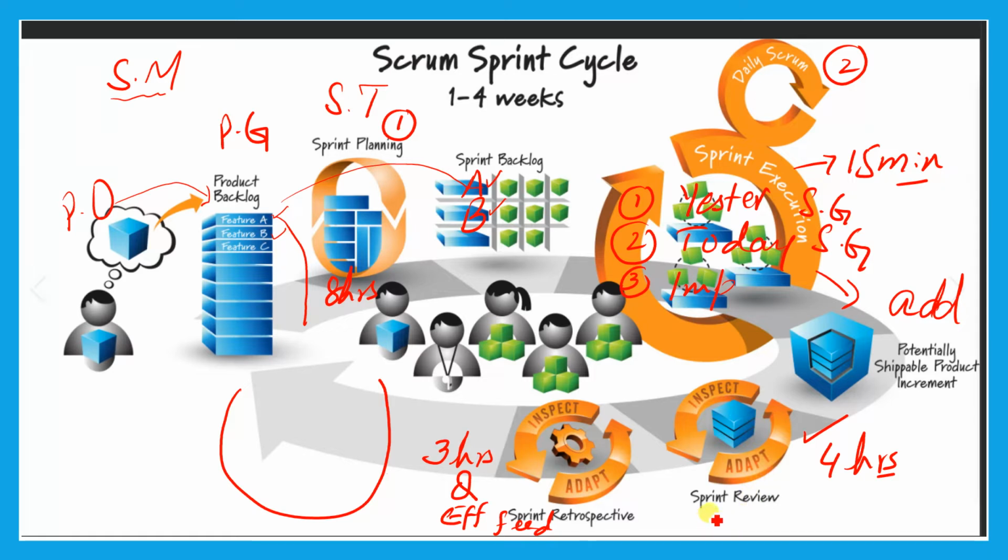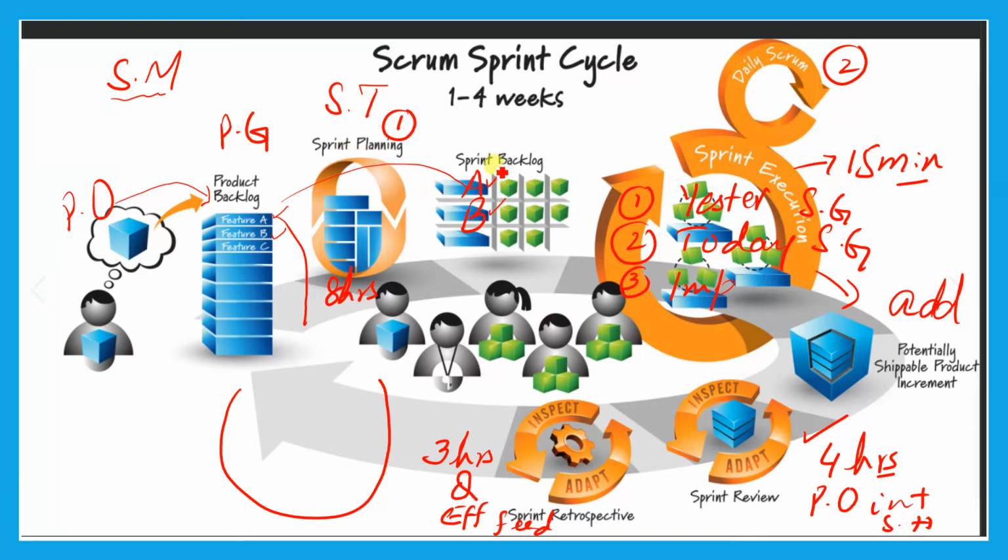And one more thing, in the sprint review, the product owner invites the stakeholders. This question might come in your exam. In which meeting or in which event can stakeholders participate? The product owner. And who invites? The product owner invites the stakeholders in the sprint review meeting, and the scrum team can invite other members of the organization for advice in sprint planning.